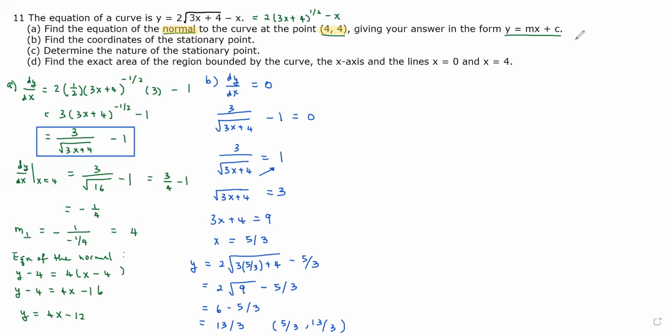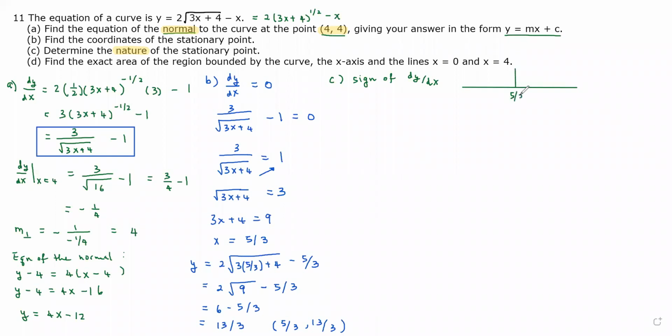Part C, determine the nature of the stationary point. So we want to know whether the stationary point is a maxima, a minima, or something else. We can either use the first derivative test or the second derivative test for part C. For the second derivative test, we will have to differentiate this again. We can always use the first derivative test. We look at the sign of dy/dx, so we form a sign diagram here.